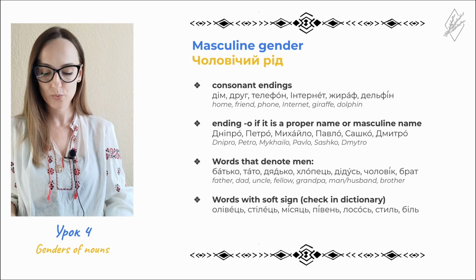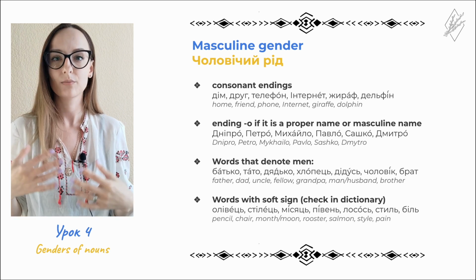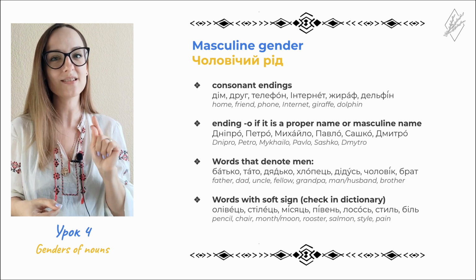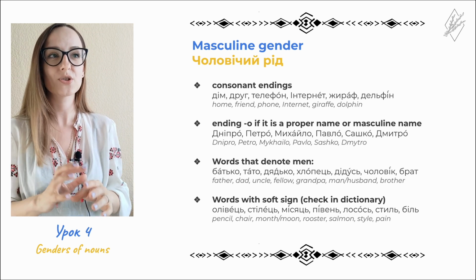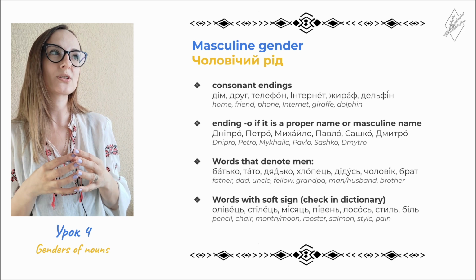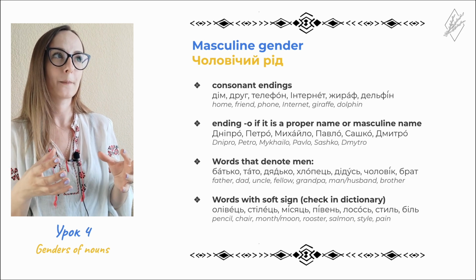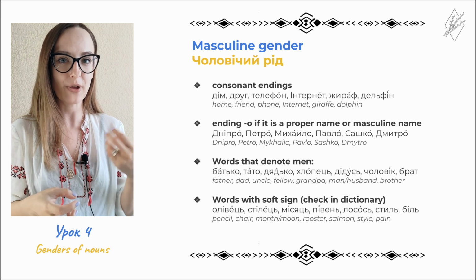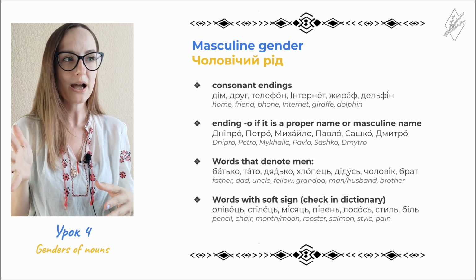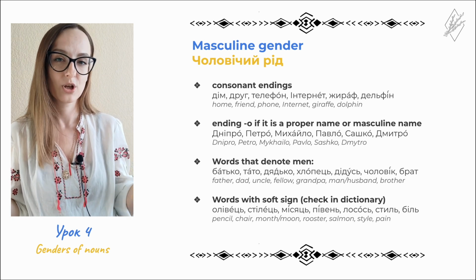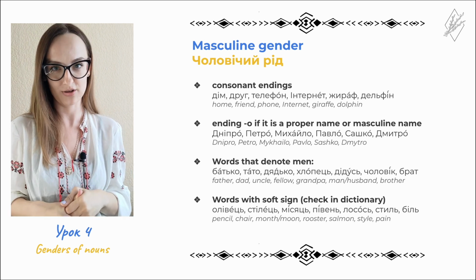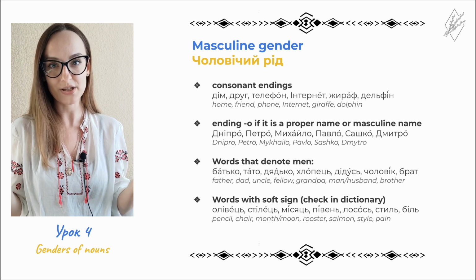Also, the words with a soft sign can be masculine, but here I recommend you to check every word with a soft sign in the dictionary to check its gender, because sometimes it's masculine, sometimes it's feminine. There is a tendency that most words with some abstract meaning will be feminine and more real objects will be masculine. But it's not a 100% rule. So still, when you learn the words with a soft sign, I recommend you to check their gender. But let's see the examples of masculine words with a soft sign.